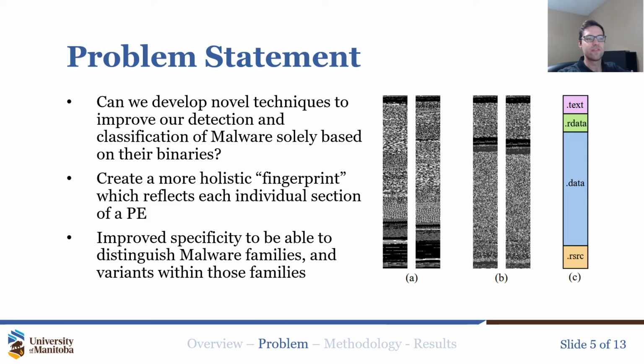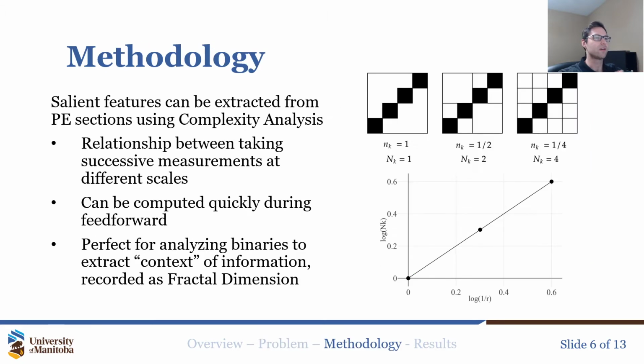And additionally, we want to improve the specificity because we want to distinguish one malware family from the next and variants within those families. So between A and B, we can see that visually there are distinct differences, but these are just two examples of thousands. So at what point is it distinguishable from one family to the next, and at what point are they similar? And that's what we want to look at. So methodology, one of the ways that we aim to improve that specificity is by extracting salient features from these PE sections separately, and we use something called complexity analysis.